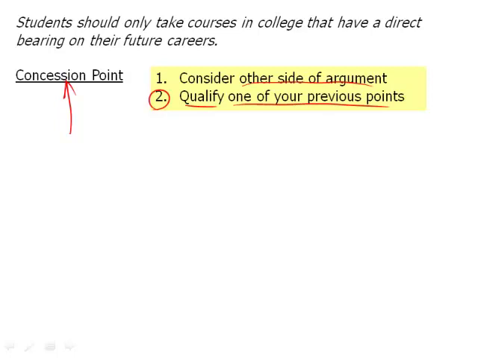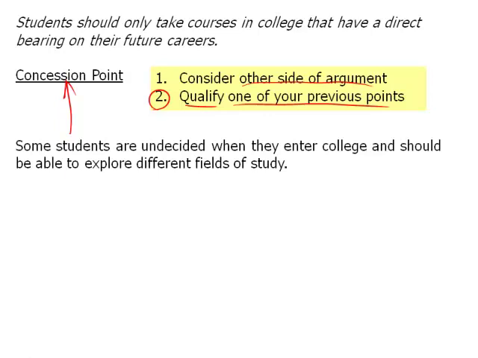And at one point I said they shouldn't be forced to take a topic outside of their course of study, and I gave the example of Chaucer students having to study wormholes in physics. So in this case, I'm going to say, well, there's a concession to that. There are sometimes students who are undecided, and these undecided students should explore different fields of study. So you can see I'm qualifying my first body paragraph, and that's fine.